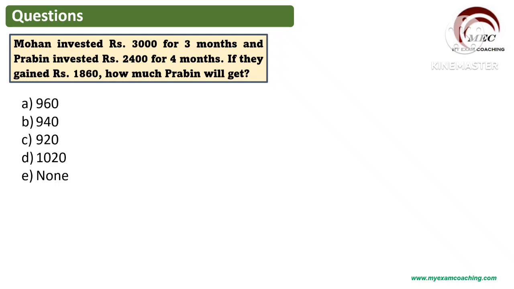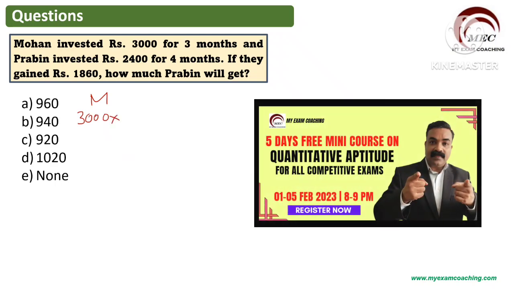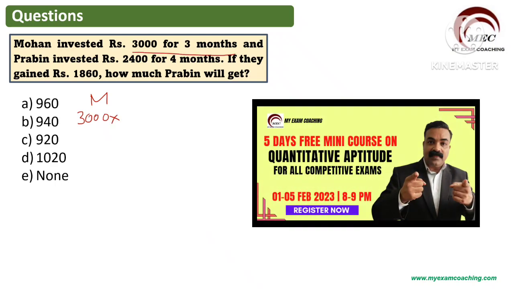The next question is here. Mohan invested 3,000 rupees for 3 months and Prabin invested 2,400 for 4 months. If they gained 1,860, how much will Prabin get? Now again, let us write the important things given. Here Mohan is investing 3,000 rupees, and for how many months? He is investing 3,000 rupees for 3 months.